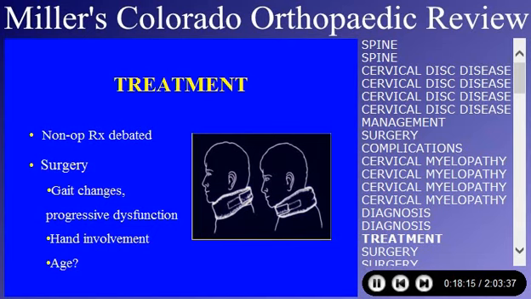But if you have a clear-cut case of myelopathy, and certainly if you see gait changes, if the patient describes progressive dysfunction where they can tell you, gee, I know my hands aren't working as well now as they were 6 months ago, or certainly any kind of significant hand involvement, that's a relatively clear-cut indication for surgery.